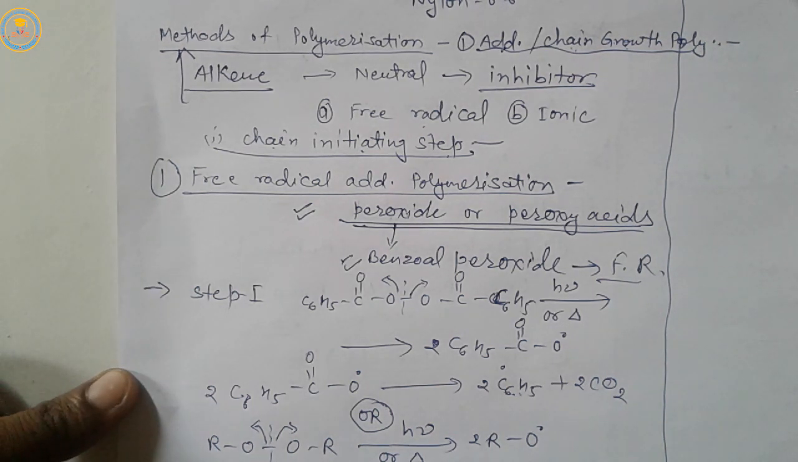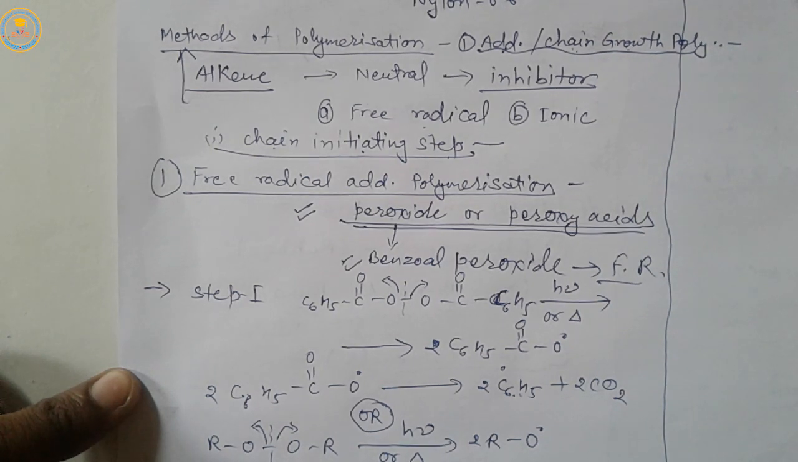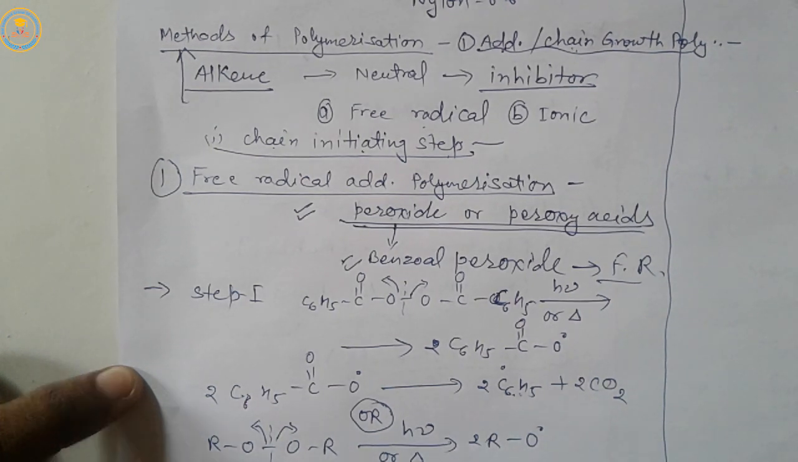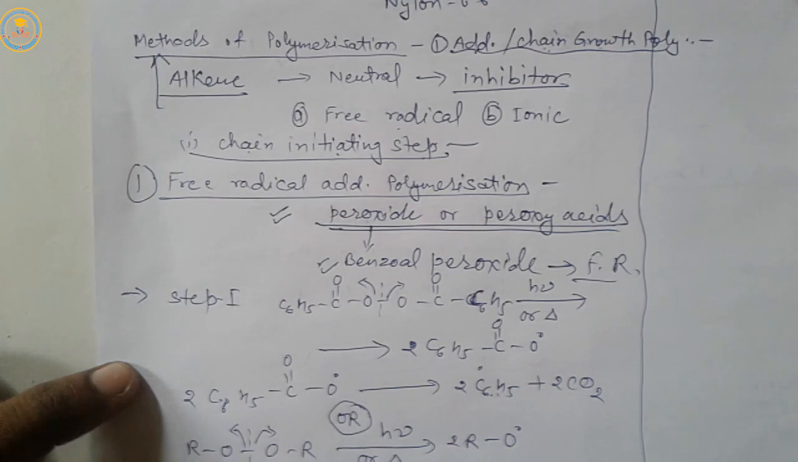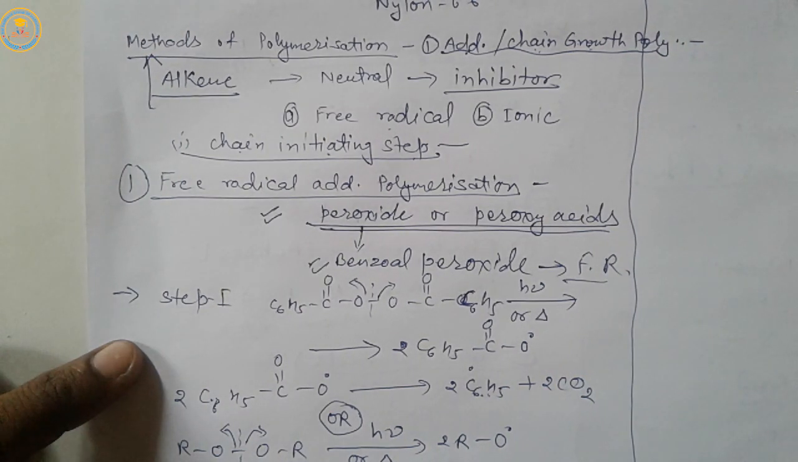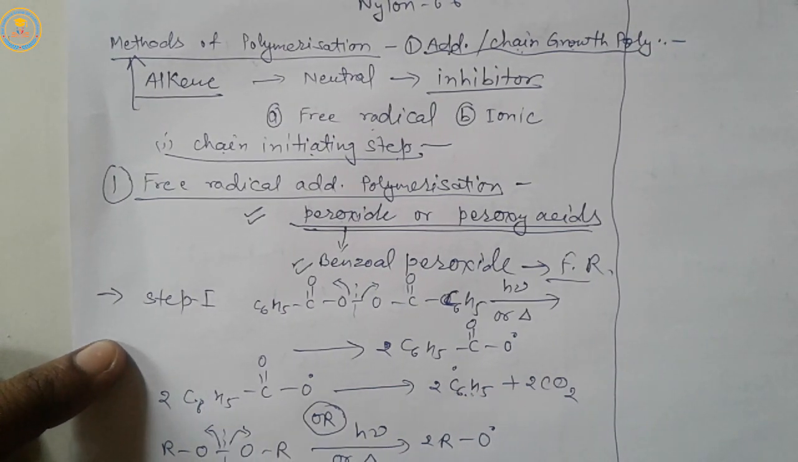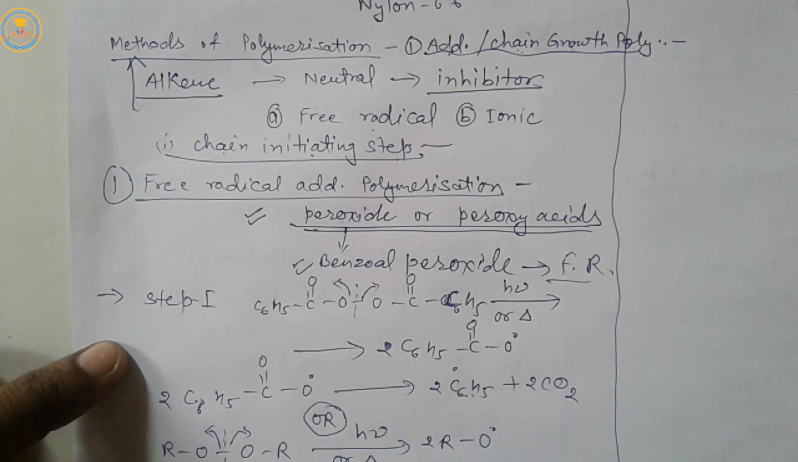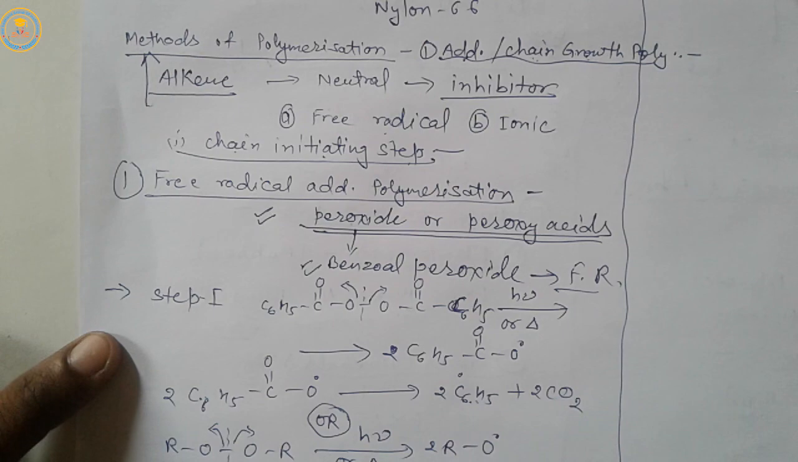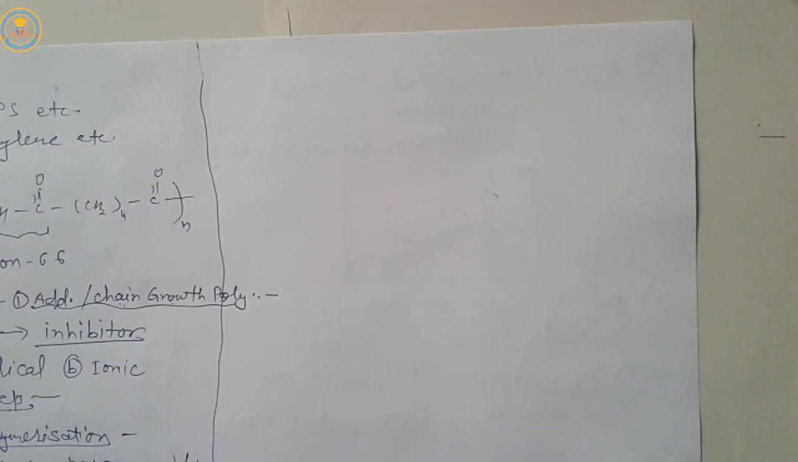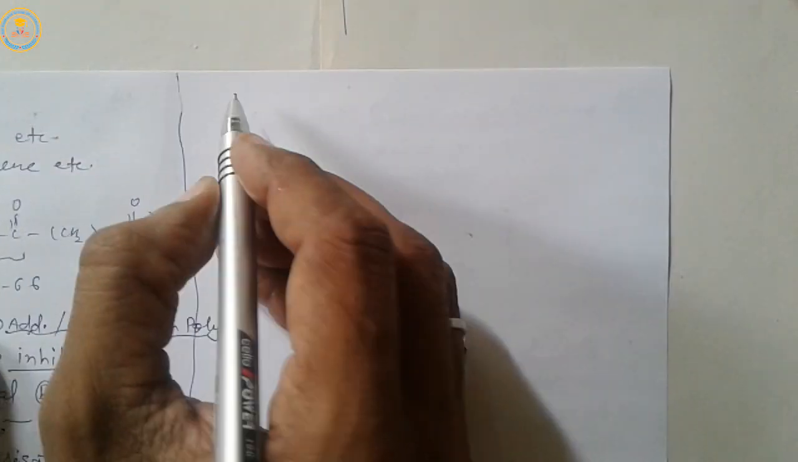This free radical adds to a monomer molecule to form a new free radical of bigger size. Here, the monomer unit is ethene. Now next, the second step.